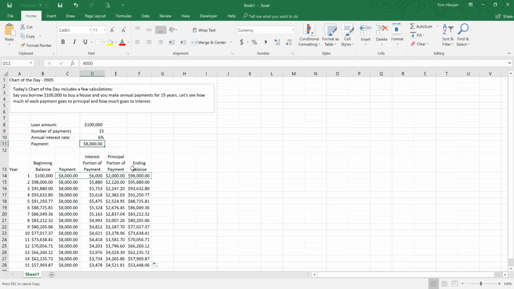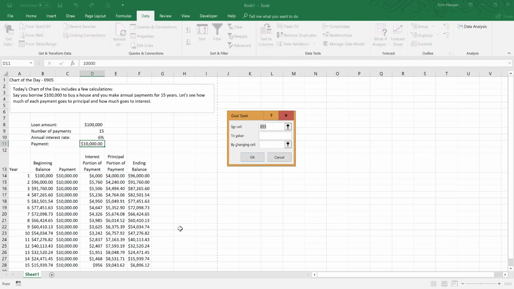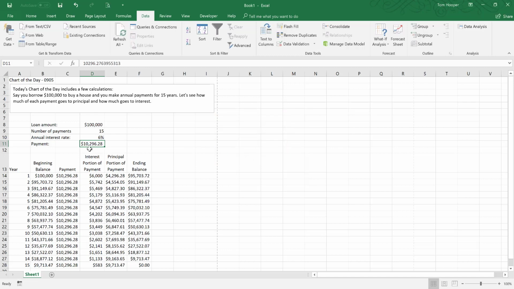So you know this game. We could begin to guess different payments, trying to get this number closer to 0. Getting it pretty close now. But as you know, we could use goal seek. And set this value equal to 0 by changing the payment amount. And so a payment of just less than $10,300 would pay this loan off in 15 years.